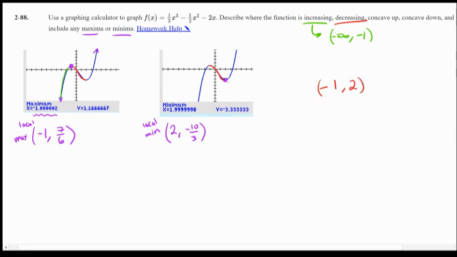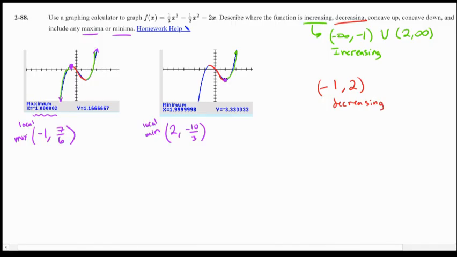And then it looks like it's starting to increase again after our minimum, from 2 until infinity. So increasing here is in green, decreasing here is in red. Because only one section of that graph is decreasing, the rest of it is increasing.